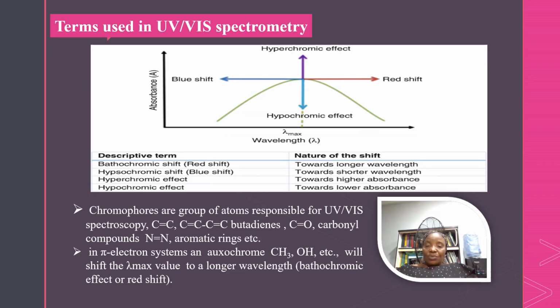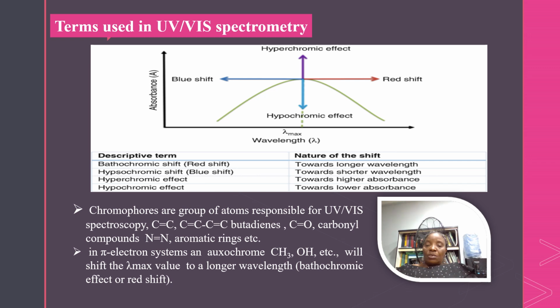What are the terms used in UV-visible spectroscopy? In UV-visible spectroscopy, we have some terms like the chromophores. These are groups of atoms responsible for UV-visible spectroscopic absorption. They have double bonds, such as ethene, butadienes, carbonyl compounds, aromatic rings, etc.